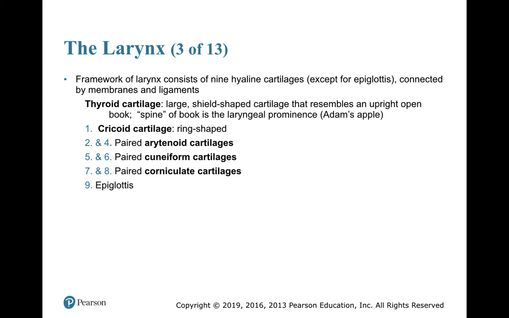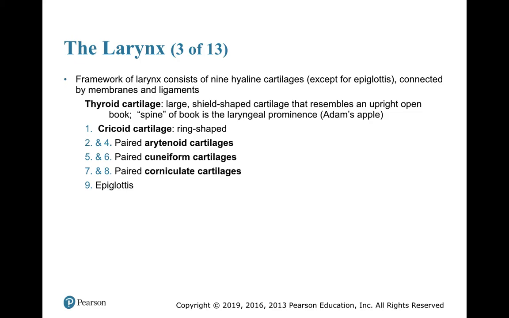Its framework consists of 9 sets of hyaline cartilage. The epiglottis is not hyaline, connected by membranes and ligaments. The thyroid cartilage is the large shield-shaped cartilage that looks like an upright open book, the spine being the laryngeal prominence, which you may have referred to as the Adam's apple.